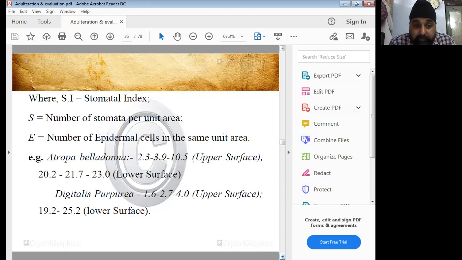So for Atropa belladonna, the stomatal index may range from 2.3 to 10.5 on the upper surface, and on the lower surface may range from 220 to 23. So any value less than or more than this, it may be that some adulterant is added.